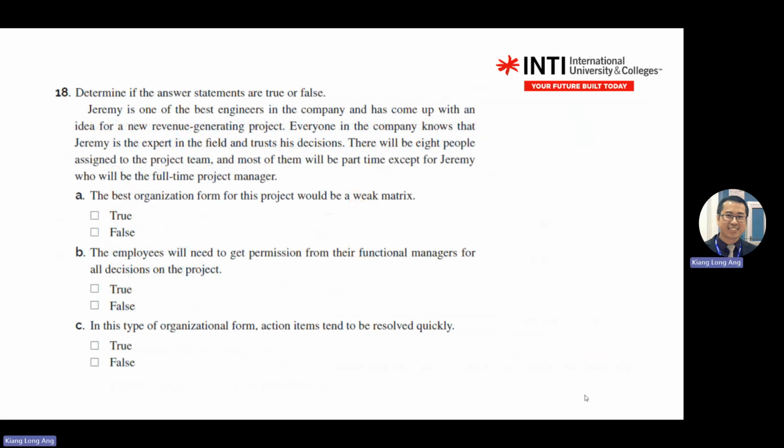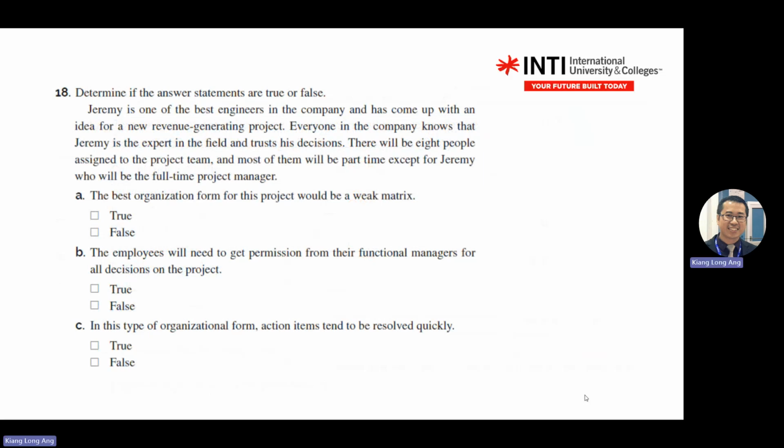Okay, this one true or false? I give you a statement. Jeremy is one of the best engineers in the company, and he has an idea to grow the company: a new revenue-generating project. I use the word project and not product. Everyone in the company knows that Jeremy is an expert in the field. There will be 8 people assigned to the project team. Most of them will be part-time. Just now in the table, you have full-time, part-time. So now, most of them are part-time, except for Jeremy, who will be the full-time project manager.